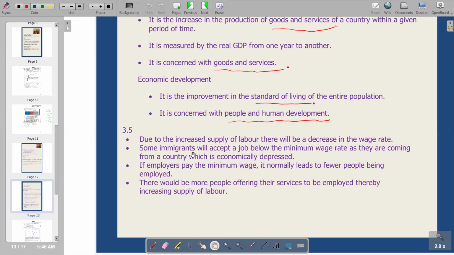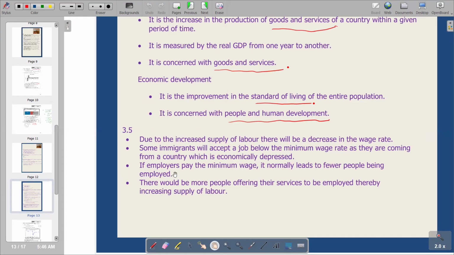And the second point is saying some immigrants accept a job below the minimum wage rate as they are coming from a country which is economically depressed. Obviously, that is a reality. Those foreigners that will be coming into the local economy are coming from a country that has a high unemployment rate. So when they come here, even if they're offered a low wage, they will accept it. So that's why the point is saying they are coming from a country which is economically depressed, so they accept even a lower wage that is below the minimum wage.